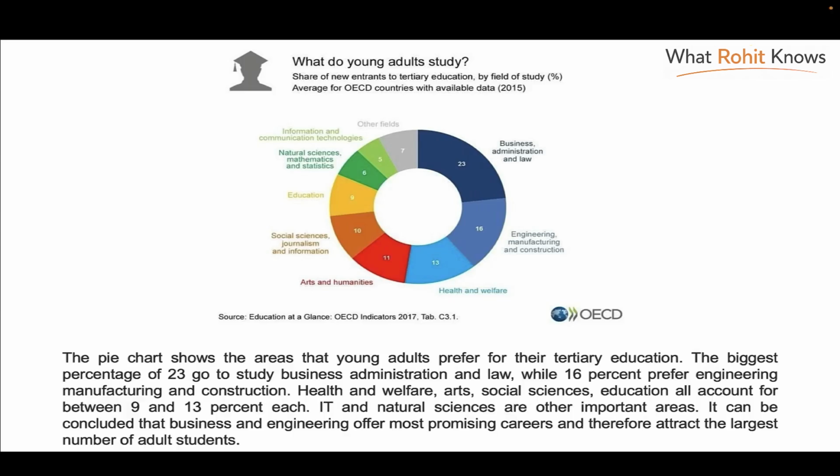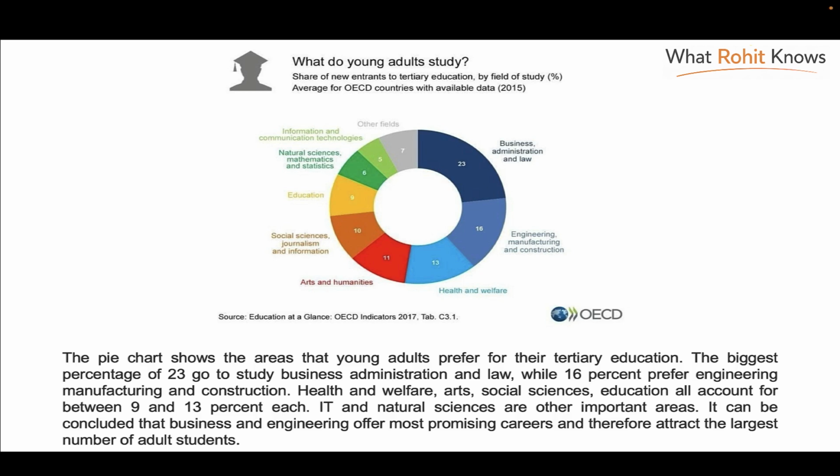Let's see the response now. The pie chart shows the areas that young adults prefer for their tertiary education. The biggest percentage of 23 go to study business, administration, and law, while 16% prefer engineering, manufacturing, and construction. Health and welfare, arts, social sciences, education all account for between 9 and 13% each. IT and natural sciences are other important areas. It can be concluded that business and engineering offer the most promising careers and therefore attract the largest number of adult students.